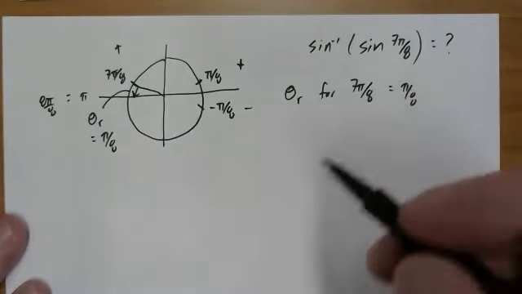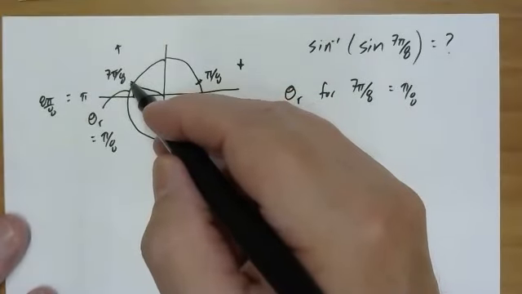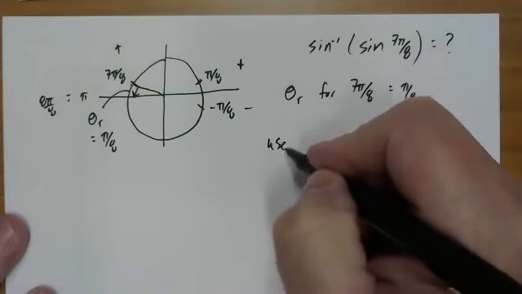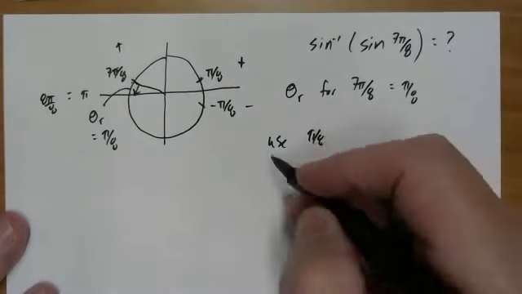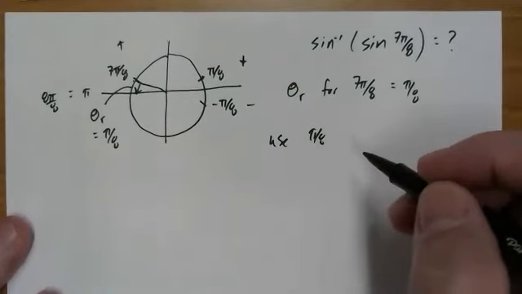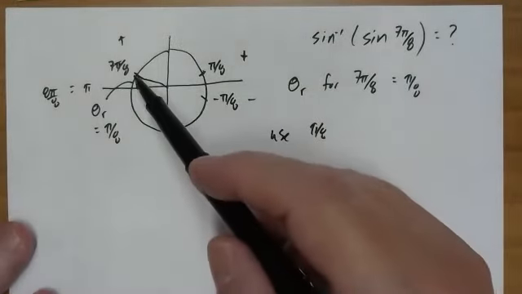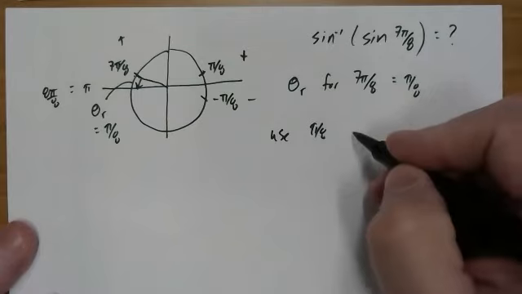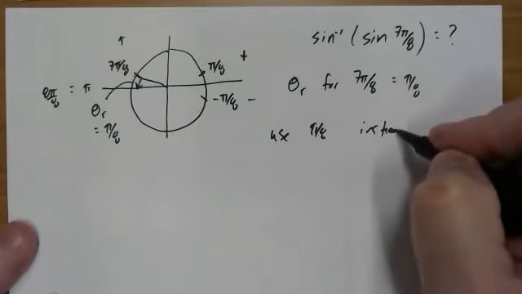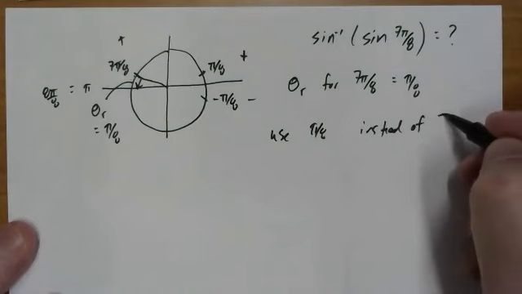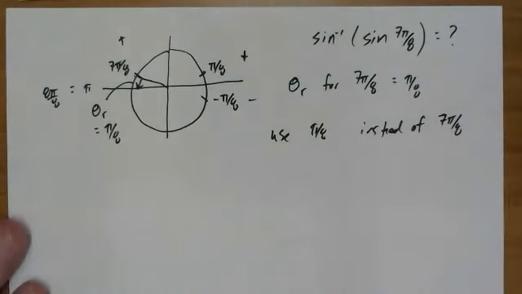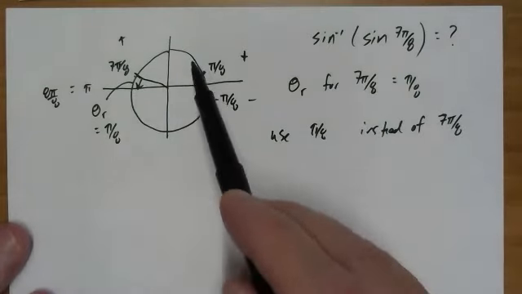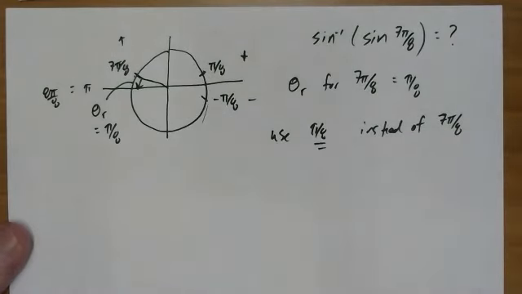So really, what I'm doing now is, instead of looking at 7 pi over 8, I'm going to use pi over 8. In other words, the reference angles for 7 pi over 8 and pi over 8 are the same. So I'm going to use pi over 8 instead of 7 pi over 8. So basically, once you find the reference angle in your allowed area, then you, in a sense, have the answer.